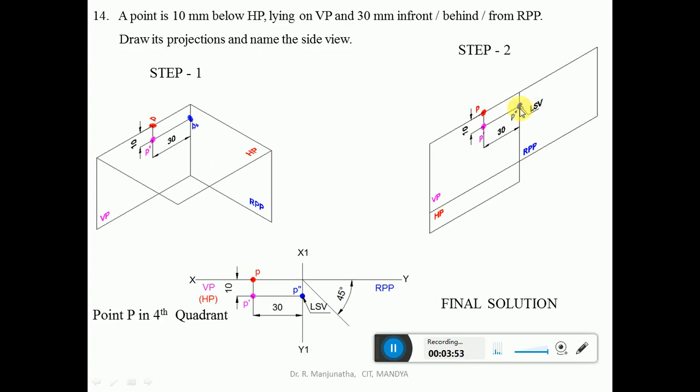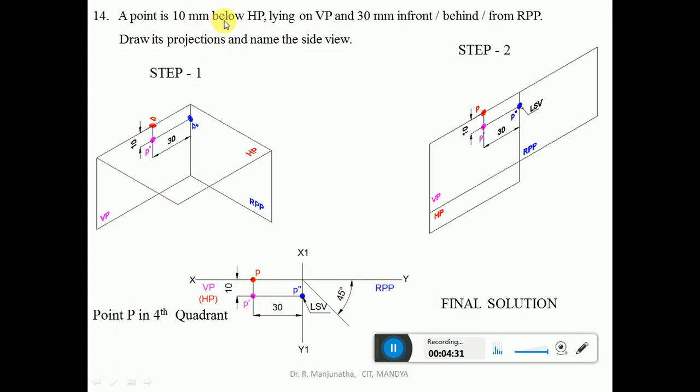Now the same thing will be done by using the orthographic projection in the sketchbook. First we are going to draw the XY line and X1 Y1 line and mark XY and X1 Y1. Since we are solving the problem in the fourth quadrant, you mark VP and HP in brackets and RPP to the right side of X1 Y1. So the distance with respect to the profile plane, 30 mm in front of RPP, is seen in both HP and VP. Since both VP and HP are below the XY line, from the X1 Y1 line you measure the distance of 30 mm and draw a vertical thin projector.